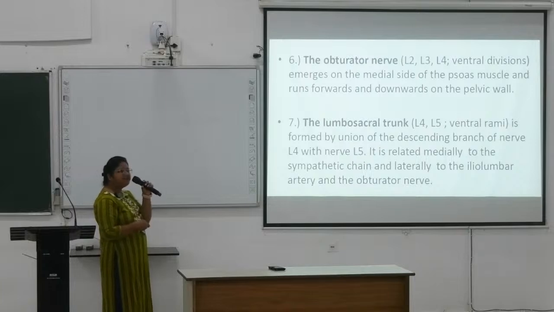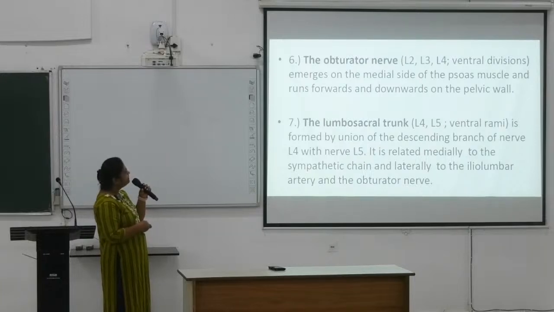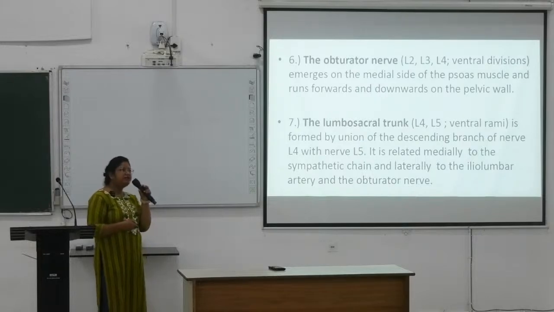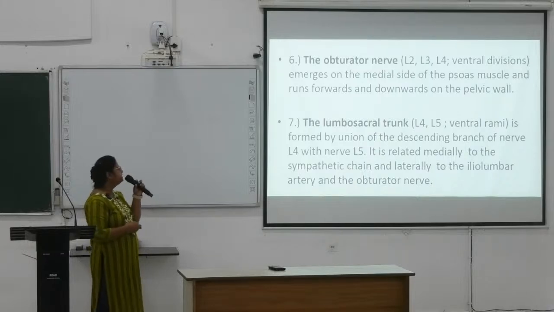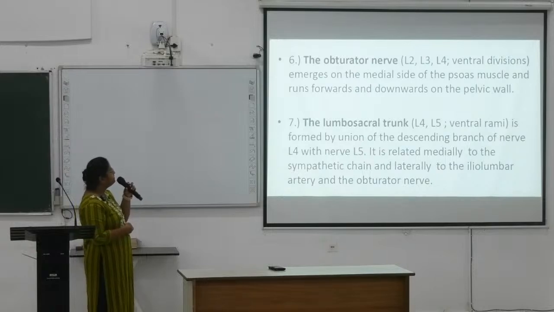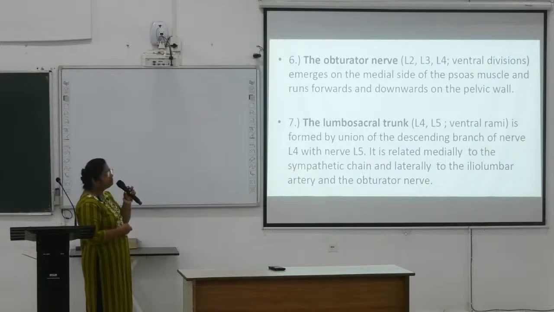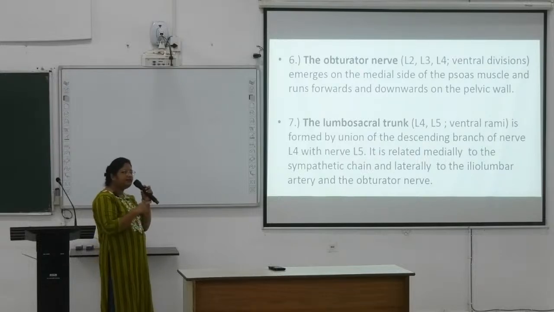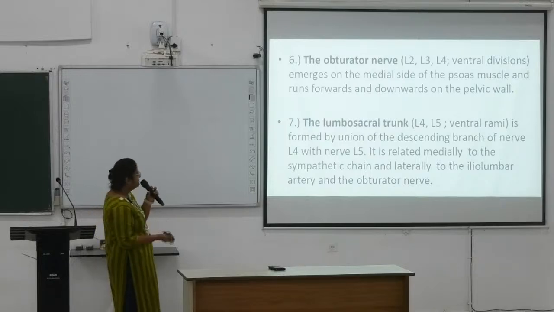And then the lumbosacral trunk, that is L4, L5 ventral rami. It is formed by union of the descending branch of nerve L4 with nerve L5. We have read smaller branch from L4 and L5 roots joined to form the lumbosacral trunk. It is related medially to the sympathetic chain and laterally to the iliolumbar artery and the obturator nerve. That O structure, okay: obturator nerve lateral, then iliolumbar artery, then lumbosacral trunk, then sympathetic chain, from lateral to medial. Next.